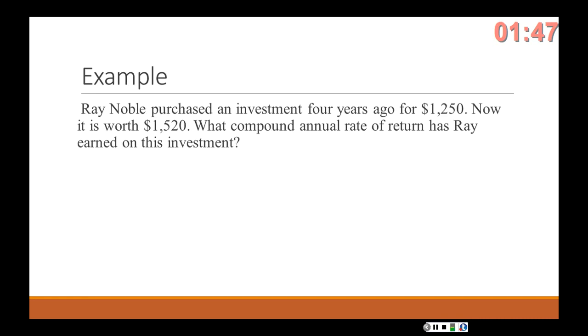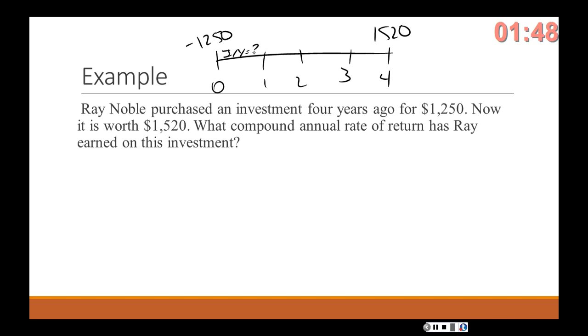So Ray purchased an investment 4 years ago for $1,250. It's now worth $1,520. So what rate has he earned on this investment? We can put it on a timeline. At time period 0, he spent $1,250. At time period 4, it's worth $1,520. So what rate did he earn?